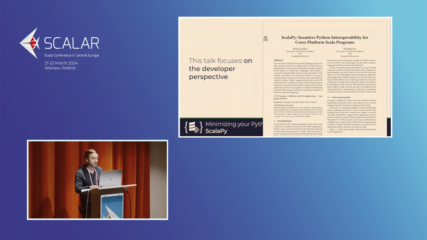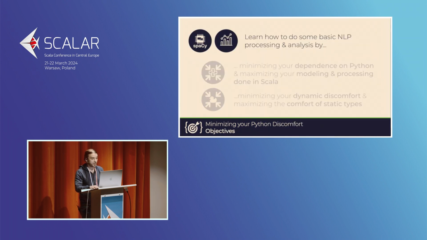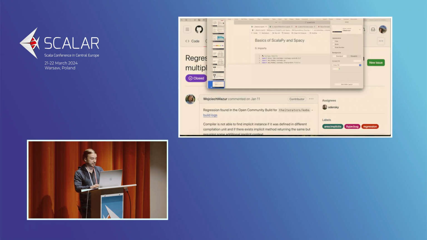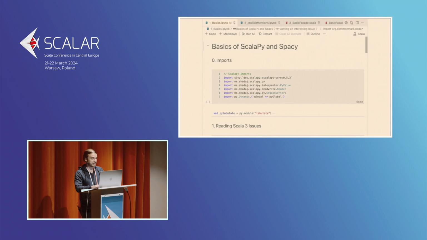So this is what I'm going to do. I'm going to learn how to do some basic NLP by minimizing the dependency on Python and maximizing modeling and processing done in Scala. So let's start with some basics. I'm going to use notebooks. I'm going to use Almond, but I had to hack it a lot in order to make it work with exactly the thing that I want to show you.